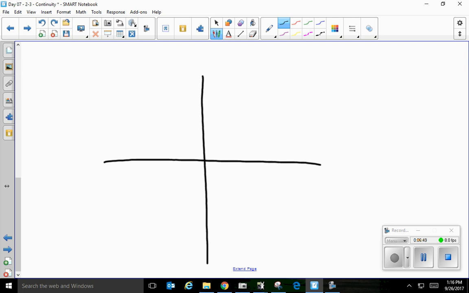Here we go. We'll call this 1, 2, 3. We'll go 1, 2, 4. Now, I'm going to draw a graph. It has a hole at 4, 2. See this? That's at 4, 2.